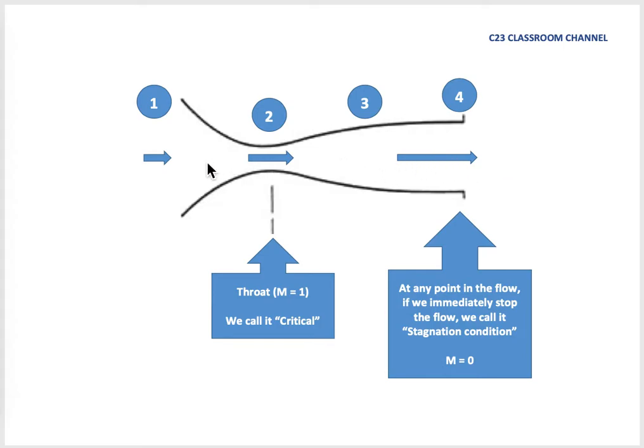So at the flow here, at any point in the flow, if we immediately stop that flow, we call it as stagnation condition. So if, for example, the flow from point number 1 through point number 2, and at point number 3, we imagine that we could stop that flow immediately. So we could say that at point number 3, the stagnation condition occurs. At stagnation condition, you know the meaning of stagnant here means that the velocity is 0. So we could assume that at stagnation condition here, the Mach number is equal to 0.